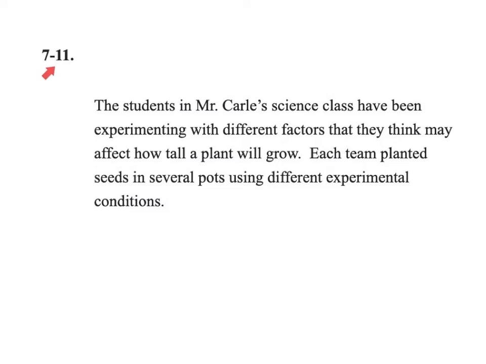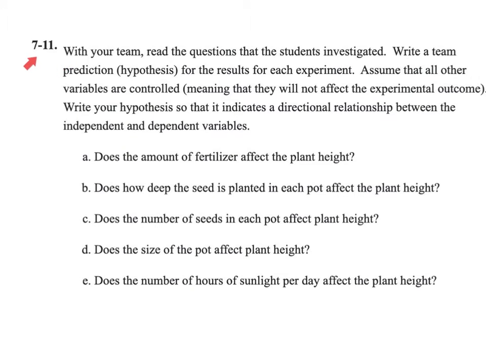So starting on question 7-11, and that question reads, the students in Miss Carly's science class have been experimenting with different factors that they think may affect how tall a plant will grow. Each team planted seeds in several pots using different experimental conditions. So to continue on with 711, with your team, read the questions that the students investigated and write your team a prediction for the result of the experiment. Assume that all of the variables are controlled, meaning that outside factors are not going to impact the experimental outcome.